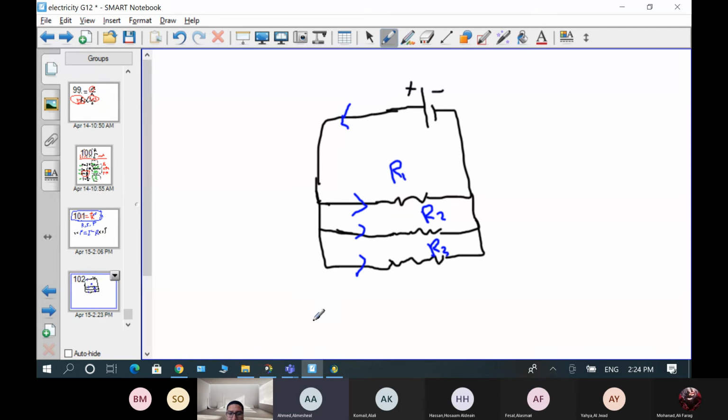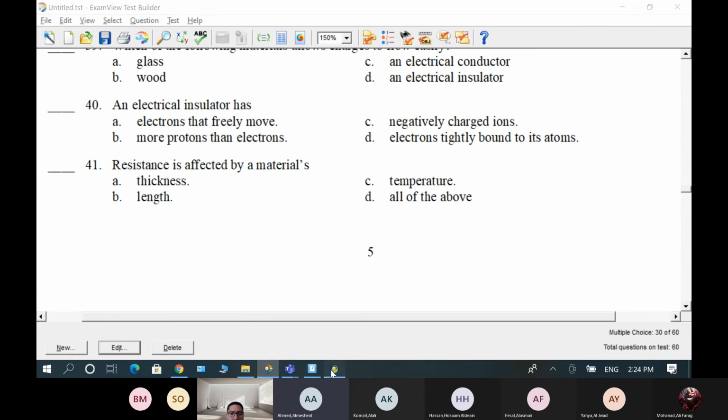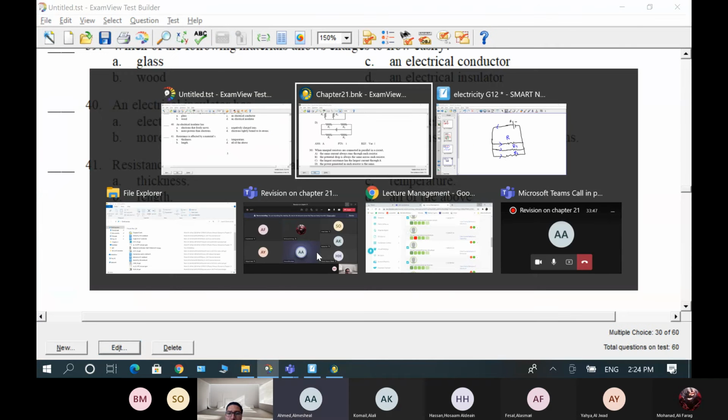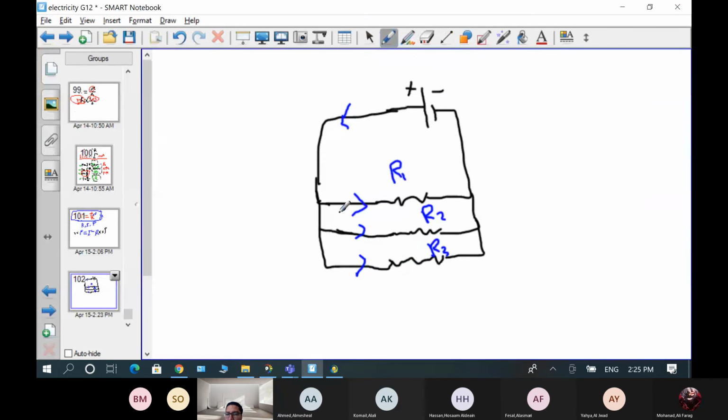Let me read sentence by sentence for you. The same current always runs? No, because they have different resistance, and here the current will be different because we don't have the same resistors here. So the first one is wrong.